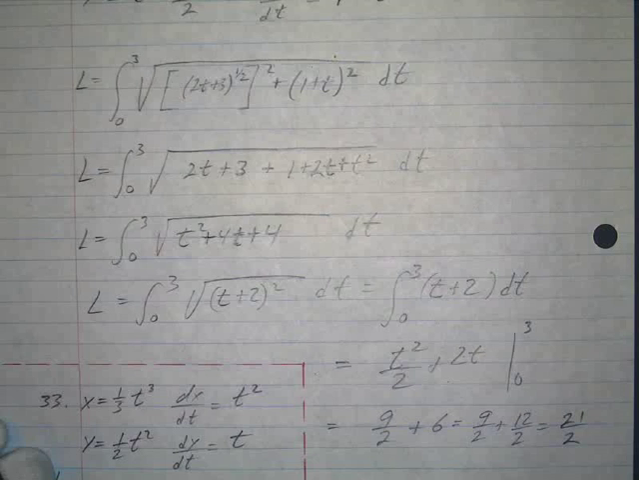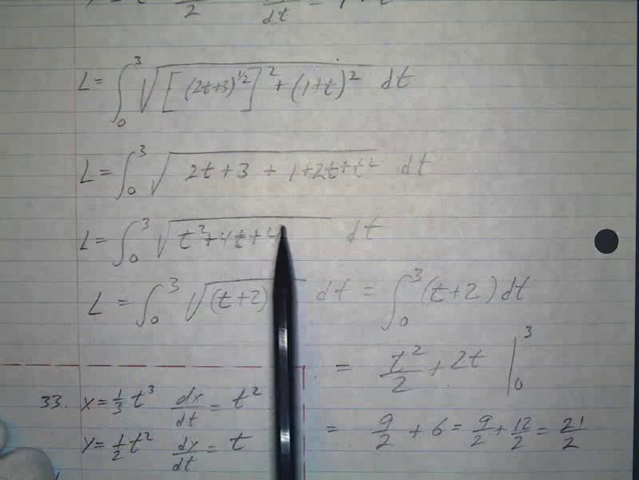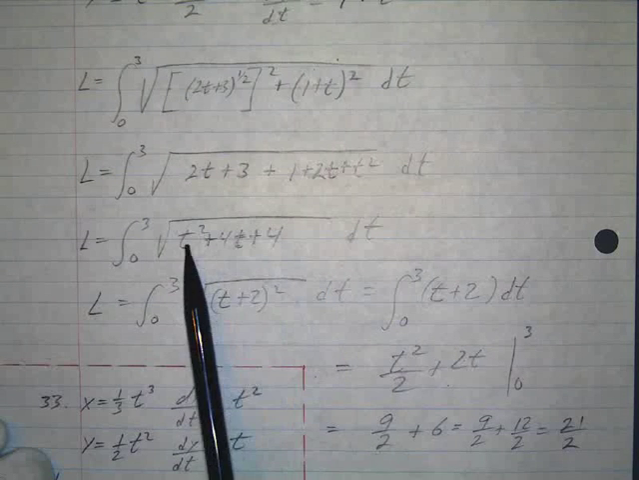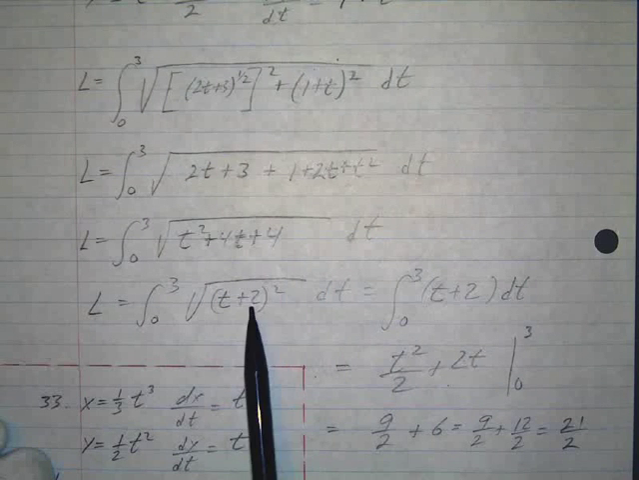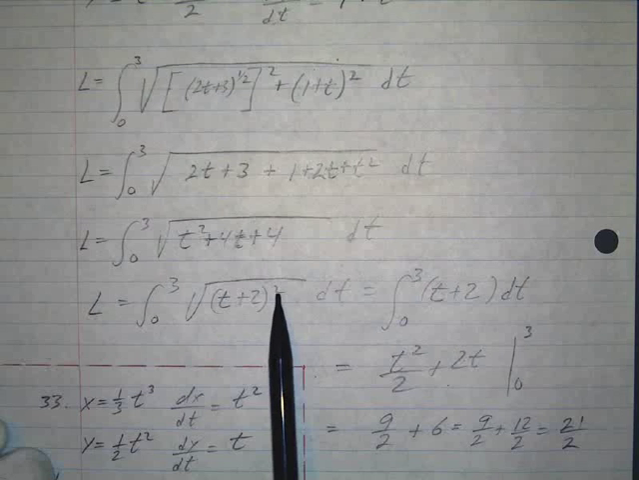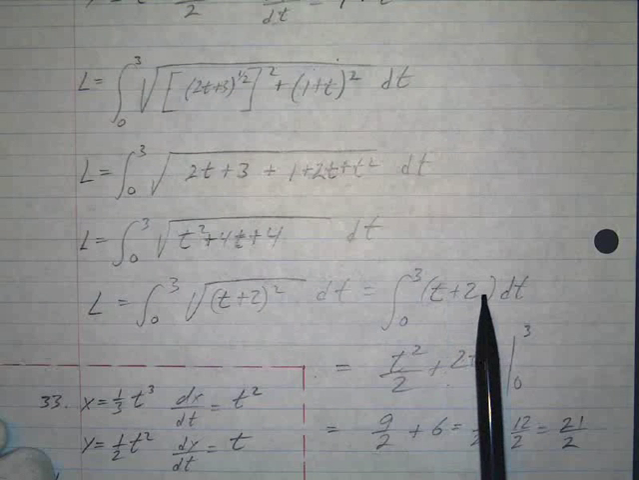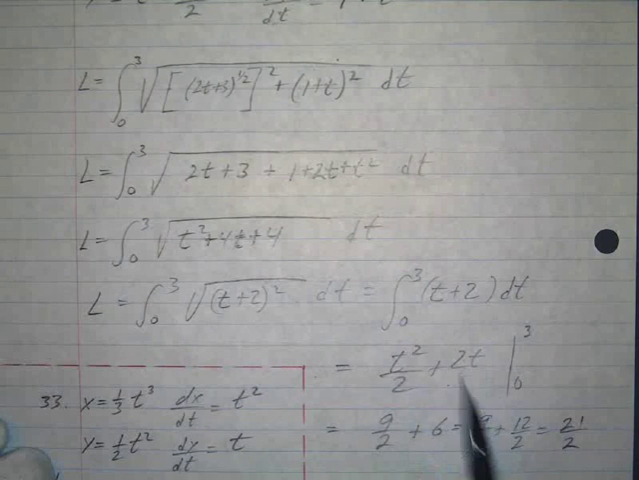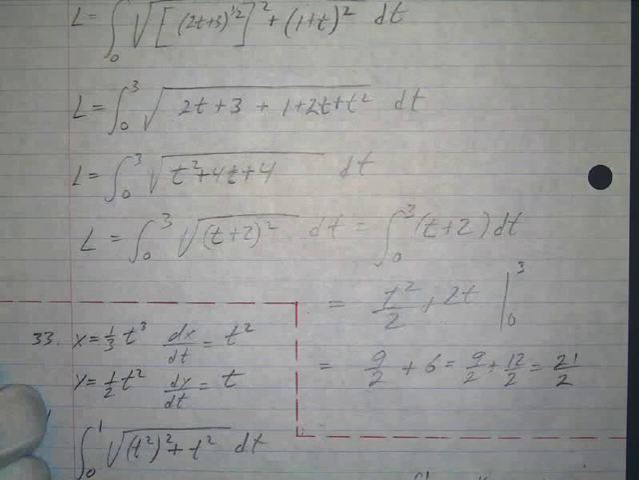Well, what do you think? This actually is a perfect square. How nice does it get? So I can factor this as t plus 2 squared. The square root of t plus 2 squared is just t plus 2. Then we just take the antiderivative of that, which is t squared over 2 plus 2t, and then we evaluate it from 0 to 3.